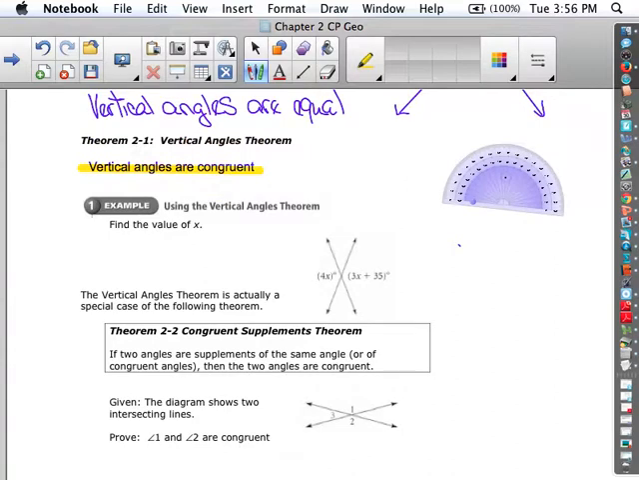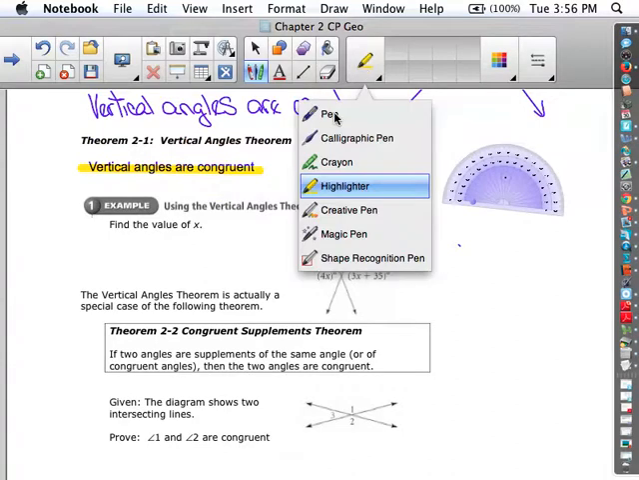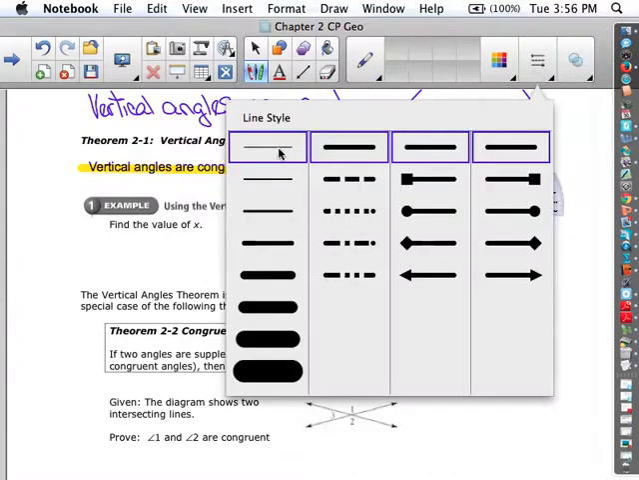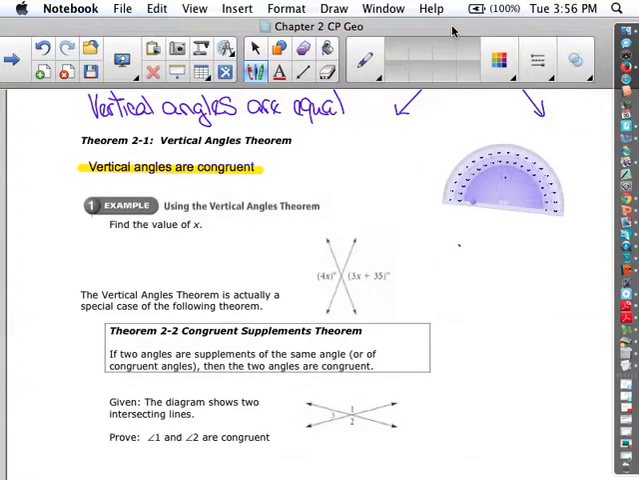We have an example of how we might use this in this find the value of x. When you're told that you have vertical angles, you should immediately mark those congruent so that you know that they are equal to each other. That gives me 4x is equal to 3x plus 35. Subtract 3x from both sides, and you will get that x is equal to 35. And that's all you needed to do for that problem.